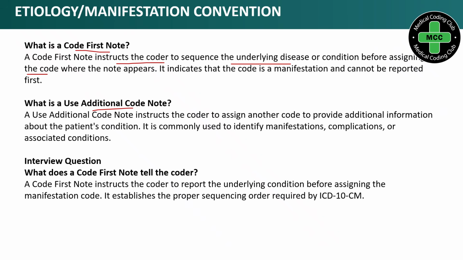Under manifestation, if you are seeing code first, the meaning of that is you need to go and assign the underlying condition in the primary diagnosis place, and only then code the manifestation. That's why in all the manifestation codes, you see the instruction as code first. That means code the etiology first. In the same way, under etiology medical conditions, you will see the use additional code note. That means check for any applicable manifestations available and code them accordingly. Okay, so both of these terms are very important, and please read through them.